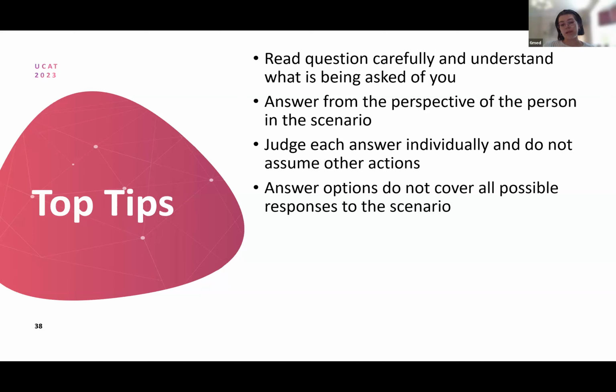Just because something doesn't cover everything you'd feel you needed to do in the scenario doesn't necessarily mean it's wrong. So let's say there's a situation where a doctor or a nurse has done something that could harm patient safety, and the response it gives you is, how appropriate would it be to intervene and stop what was going on? Don't assume that that doesn't mean you'd also report the incident, for example, or talk to someone about the incident.